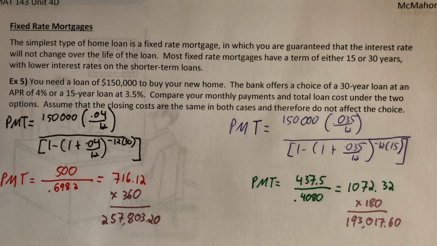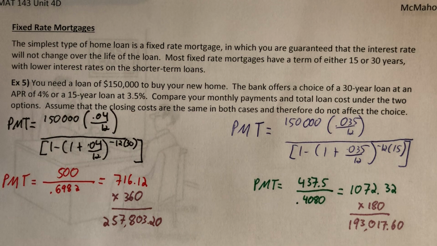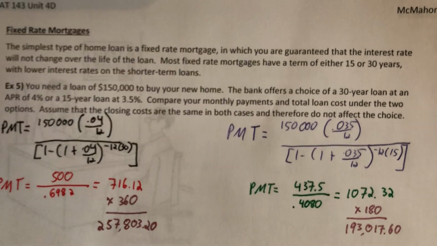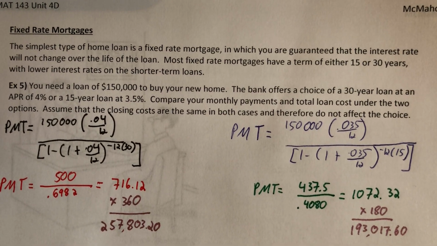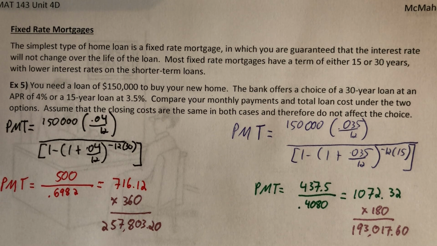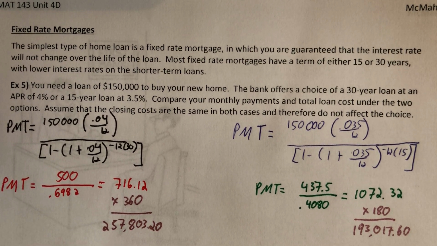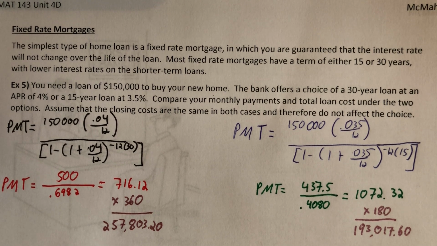All right, simplest one is just a fixed rate mortgage. This is what most people have. The interest rate does not change over the life of the loan. Okay, once again, 15 or 30 years are usually the most common.